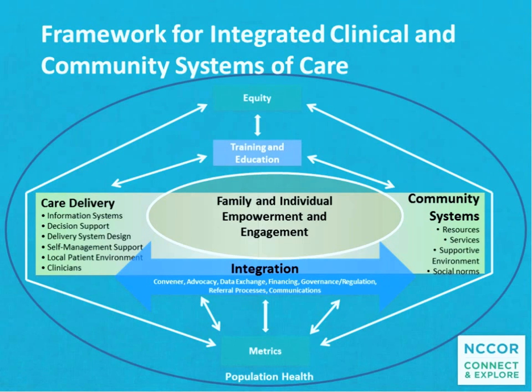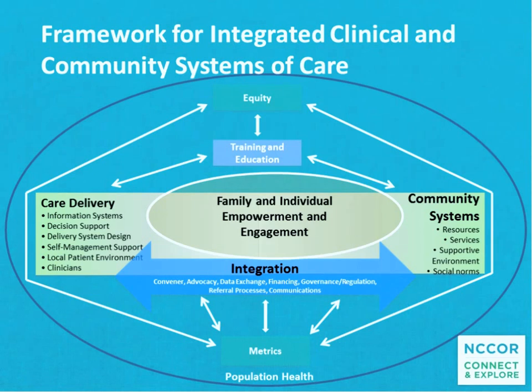On the right-hand side, you see the community systems. These involve resources, services, supportive environment, and social norms. Within all of these systems are embedded in this broader system, which you see at the bottom, of population health. So if you think back about the social ecological model, those outer rings come into play in terms of their impact on population health.